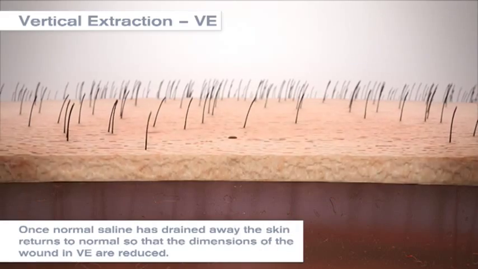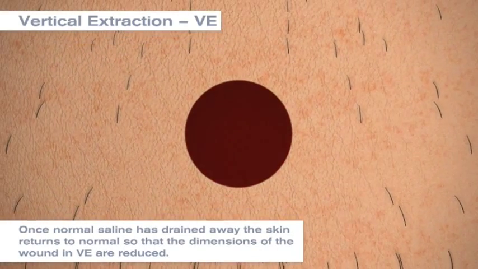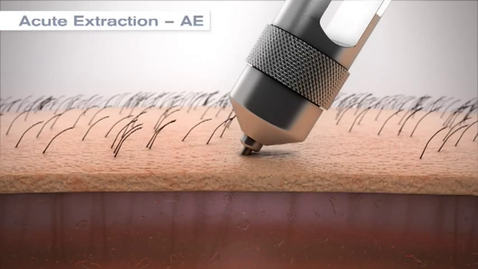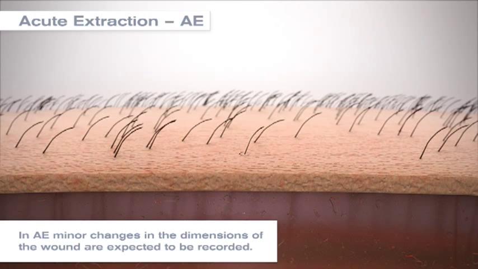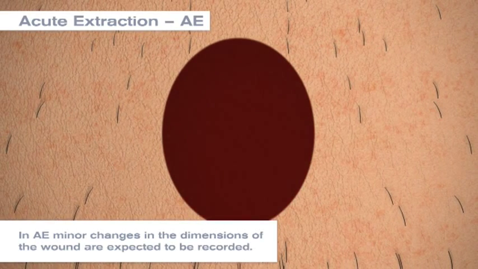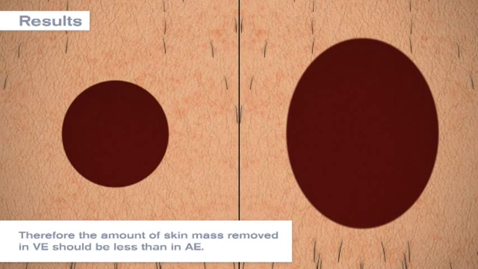When normal saline has drained away entirely, the skin returns to normal and the wound becomes smaller. However, in acute extraction, the punch is being placed at an angle, causing a larger wound and removing more dermis. Then it's reasonable to come to the assumption that the trauma in vertical extraction is less than in acute extraction.